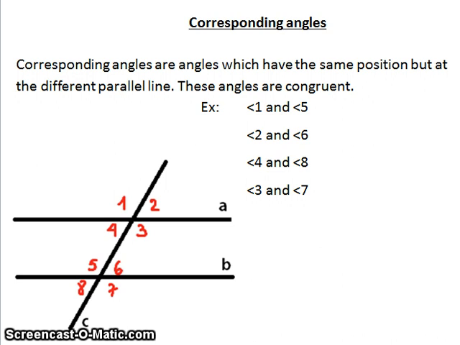Finally is the corresponding angles. Corresponding angles are angles which have the same position but are placed at different parallel lines. These angles are congruent. Example for angle 1 and angle 5. As you can see, they have the same position among the two parallel lines, but they are placed at different parallel lines, and they are congruent.